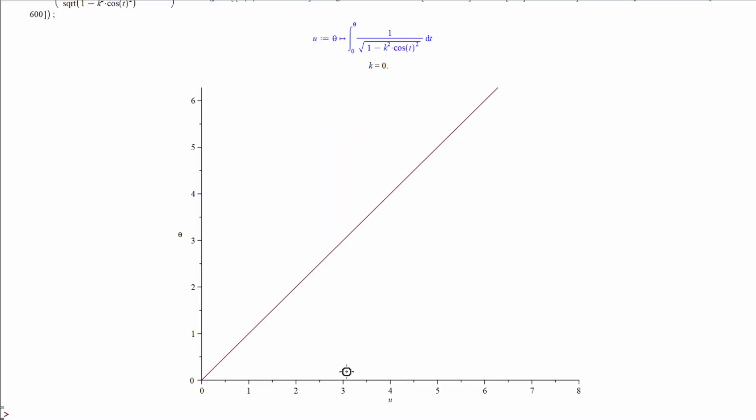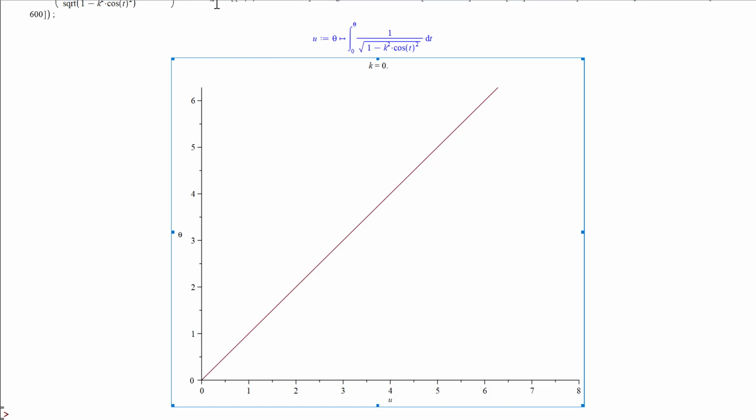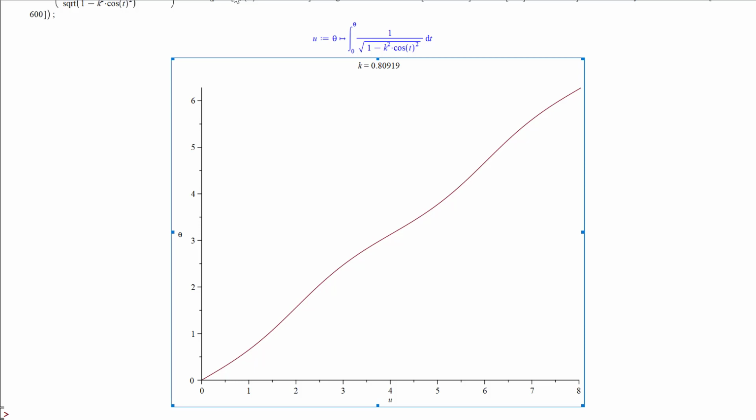Here I can see theta in terms of u for different values of k. So there's the rule. If k is 0, then this integrand's 1, and u is just theta. So it's a straight line, theta equals u. But as I increase k, then it deforms a little, not too much at first, but let's see if we go to 0.8, here's around 0.8, so that's what I'm dealing with. It'd be a little closer like that.